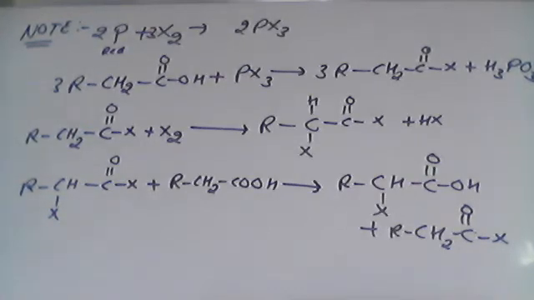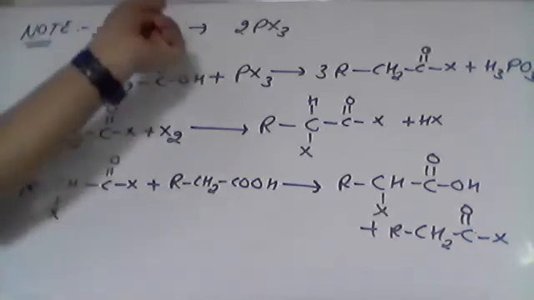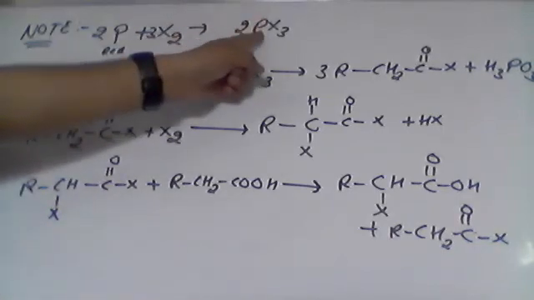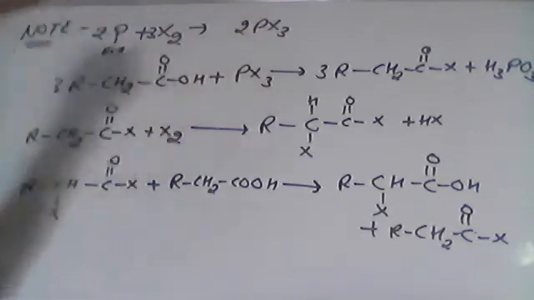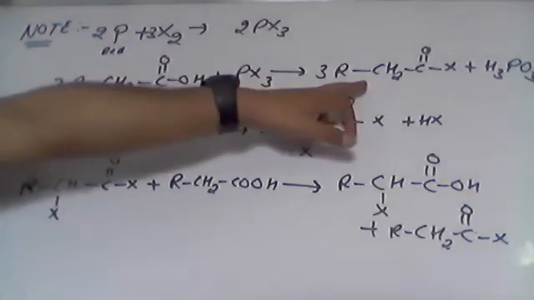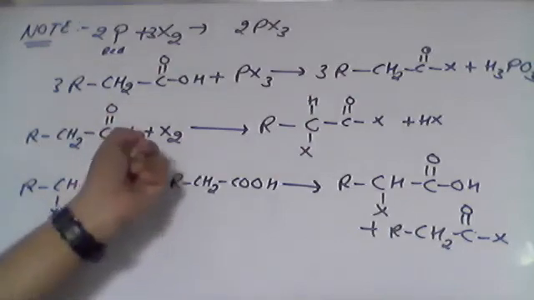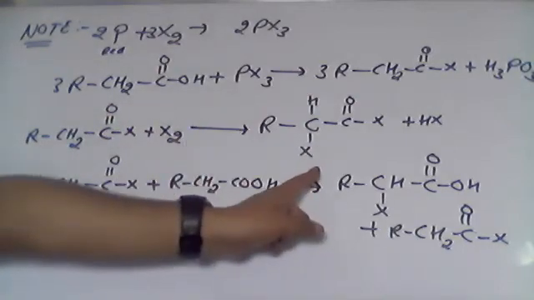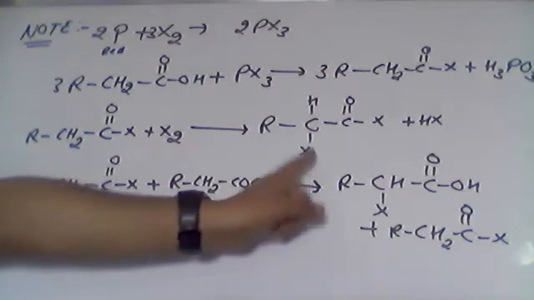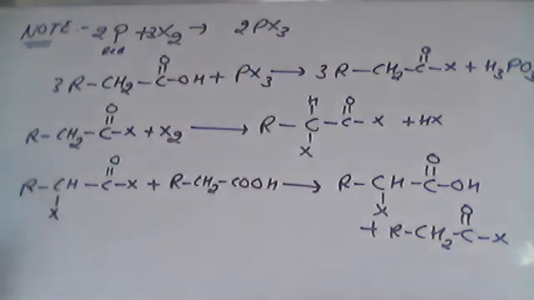What do you have to write down? You have to write down only that red phosphorus reacts with the halogens to make the phosphorus halide, and the phosphorus halide converts carboxylic acids into the acid chlorides, and that acid chloride reacts again with the halogen to make the alpha-substituted carboxylic acid. This much only you have to write down.